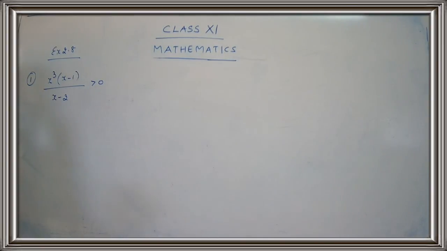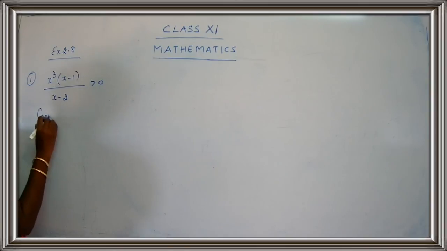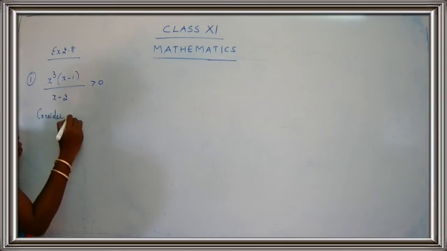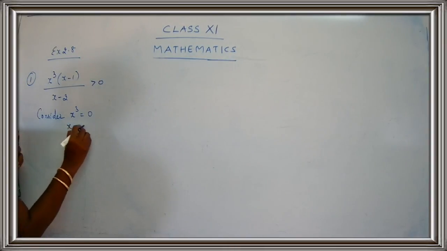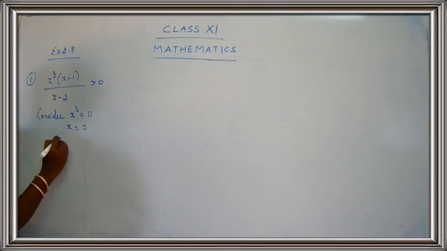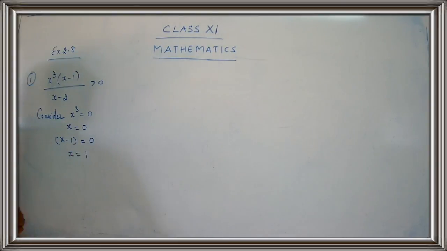Critical values means, like in the previous case, we factorized the inequality and then we got the factors, and we take the factors as the critical values. So here, just consider x cube is equal to 0, so you get x is equal to 0. Okay, children? x minus 1 is equal to 0, you get x is equal to 1.